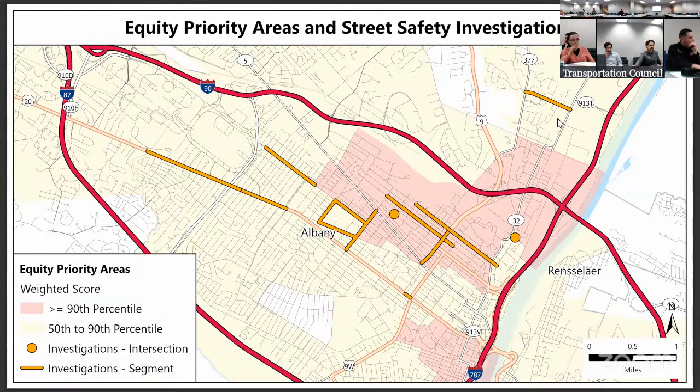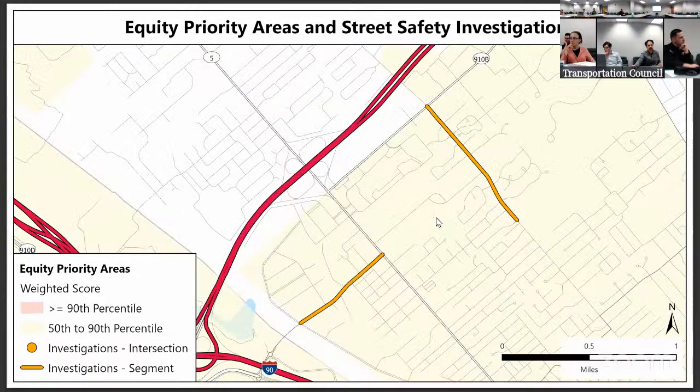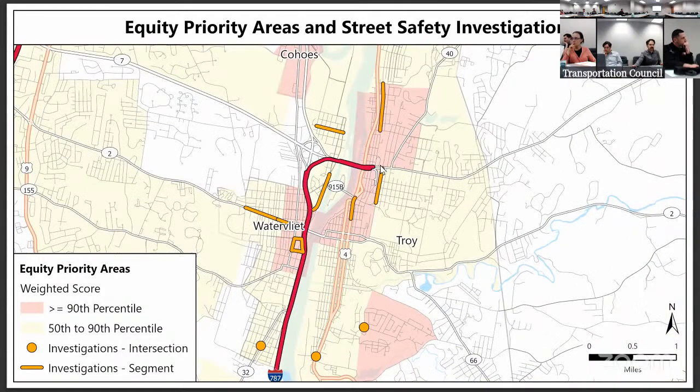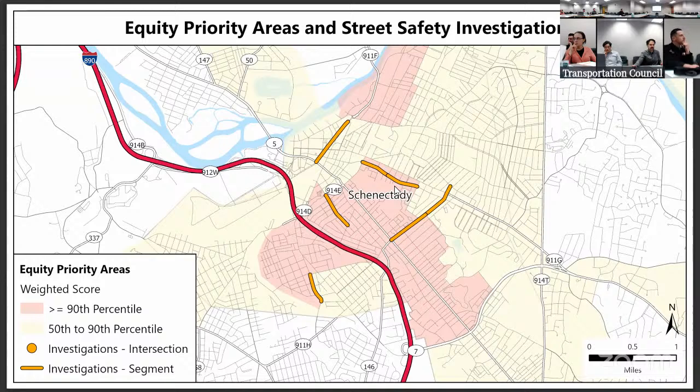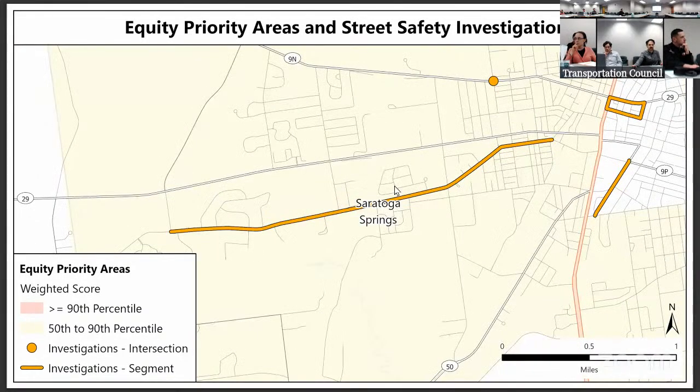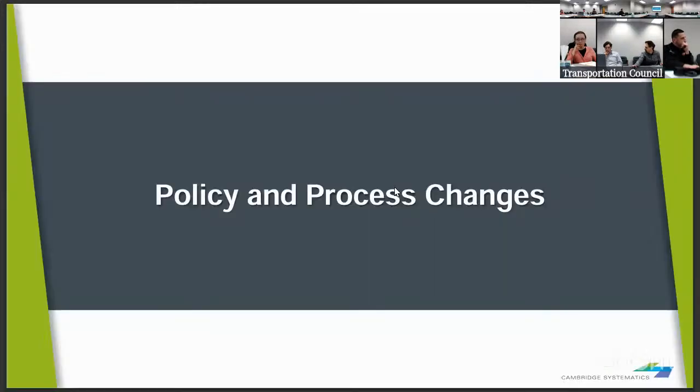They overlap substantially with the equity priority areas that have been established for the region. In any case, we've selected the sites based primarily on their crash history. All of them had severe injury or fatal crashes, and many of them were in the highest category of severe injury or fatal crashes. The priority areas shown include Colonie, Waterford, Troy, Green Island, Schenectady, and Saratoga Springs. I'm not going to dwell on each of these, but if there are questions or any other comments about prioritization?